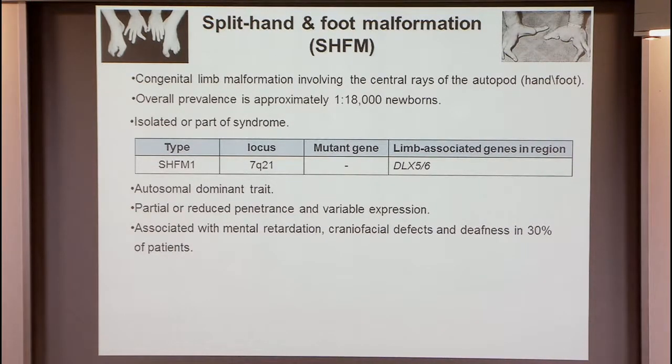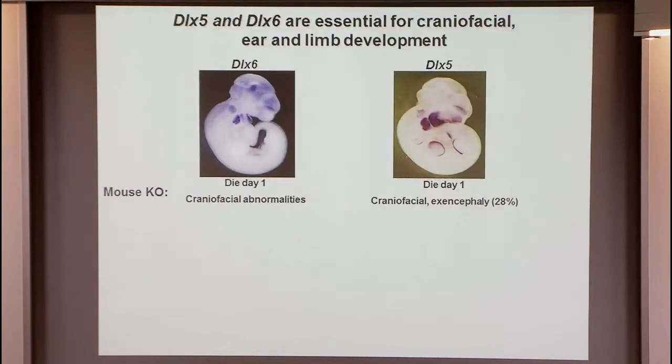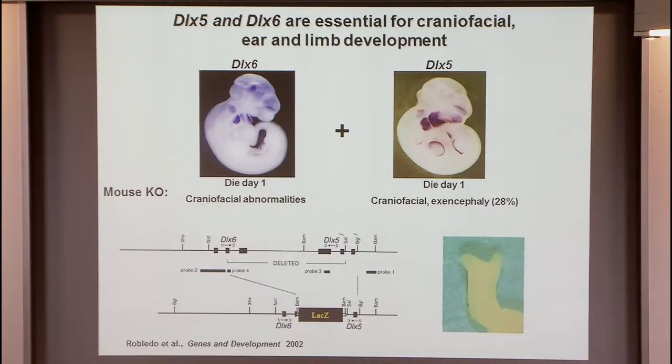However, a lot of the patients did not have mutations in the genes DLX5 and 6. The reason people think DLX5 and 6 are the culprit genes is that both of them are expressed in the limb, and when you knock both of them out in mice, this is what you get, the split hand and foot phenotype. So there's pretty good evidence that knocking out these genes leads to this phenotype. Now there are actually 2 mutations in DLX5 that have been found in patients that lead to split hand and foot, but most patients actually have no mutations in these genes.